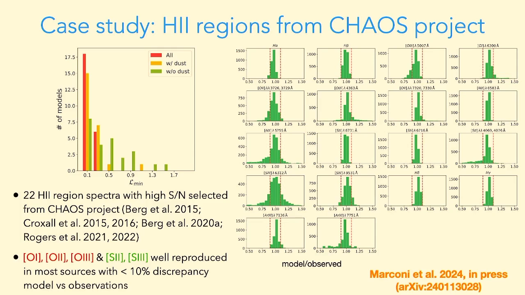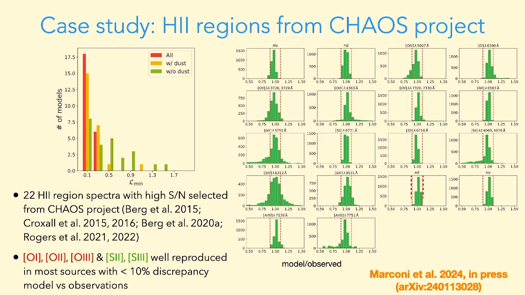So here is an example of the application of this model to a sample of H II regions. We have selected those 22 H II regions with very high signal-to-noise ratios from the CHAOS project. And as you can see from the value of the reduced chi-square, all the models basically have a reduced chi-square less than 1, which means that on average all the lines are reproduced to better than 10%, which is the assumed accuracy that we consider for the emission lines.